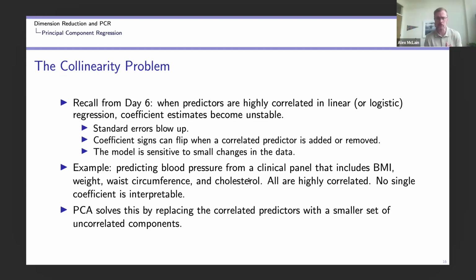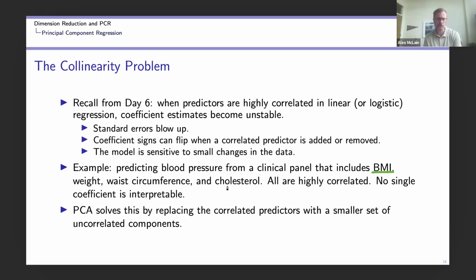And the reason that negative effect is coming up is because of that variable's relationship with another variable or variables in the data. So for example, if we're predicting blood pressure from a clinical panel that includes BMI, weight, waist circumference, and cholesterol, all highly correlated variables, no single coefficient becomes interpretable, because the interpretation is the change in blood pressure for a 1 unit increase in BMI, holding weight, waist circumference, and cholesterol constant. That doesn't really become interpretable because you can't do that when they're so highly related.